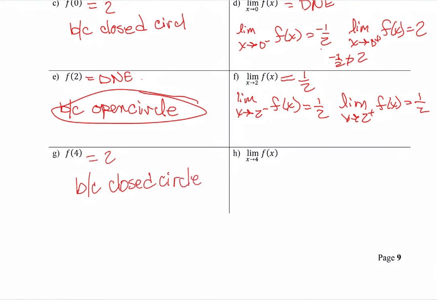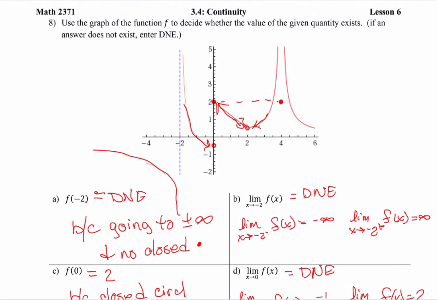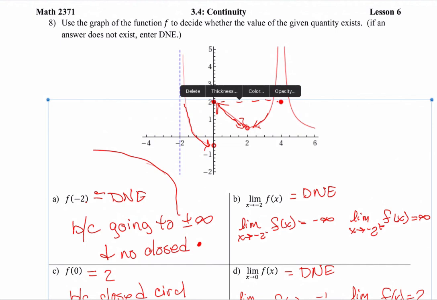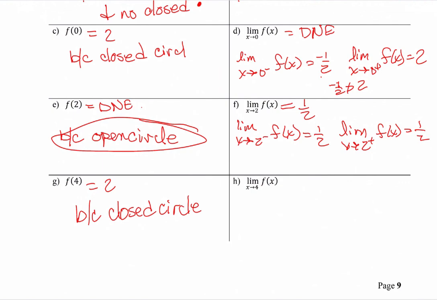Now I'm going to scroll back up here and get the limit information, then come back down here and write it down. So notice as I go from the left, I'm going up to positive infinity. And from the right, I'm going up to positive infinity. I'm going to write these down, and then I'm going to explain them.